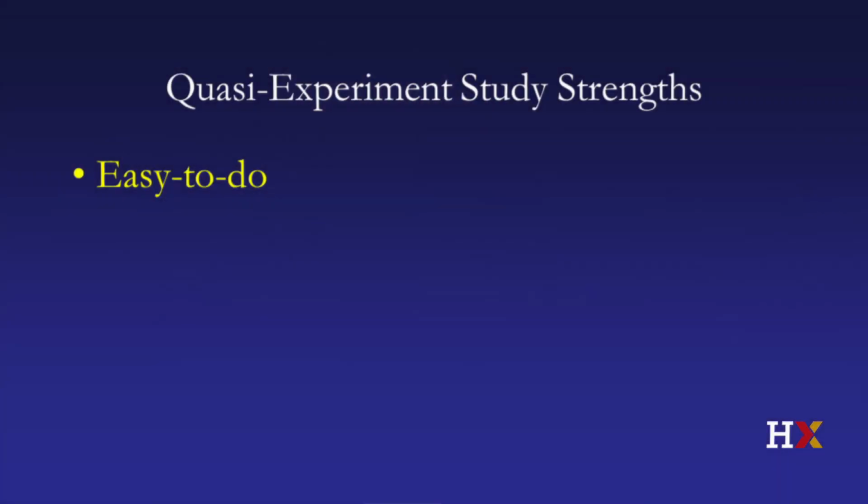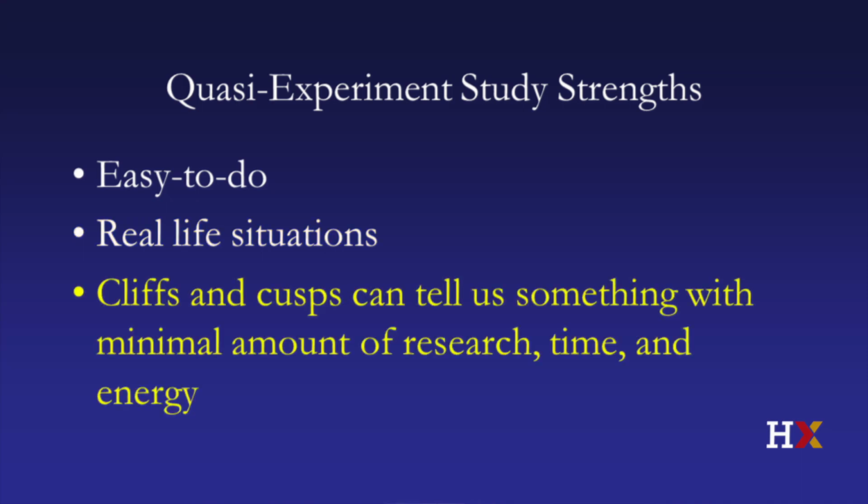Well, they're easy to do. And the second thing is that they're real life situations, where sometimes experiments are sort of conjured up and they're at risk of being something in a laboratory and not in the real world. But the best reason for doing it is because lots of people with clever minds can figure out cliffs and cusps that might tell us something with a minimum amount of research time and energy, whereas conducting an experiment is a major undertaking. So would you say there are any cliffs or cusps in education?